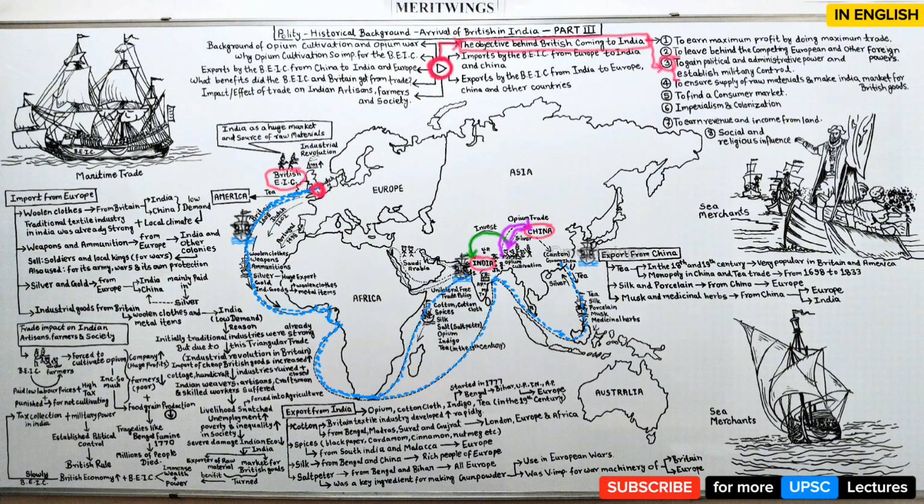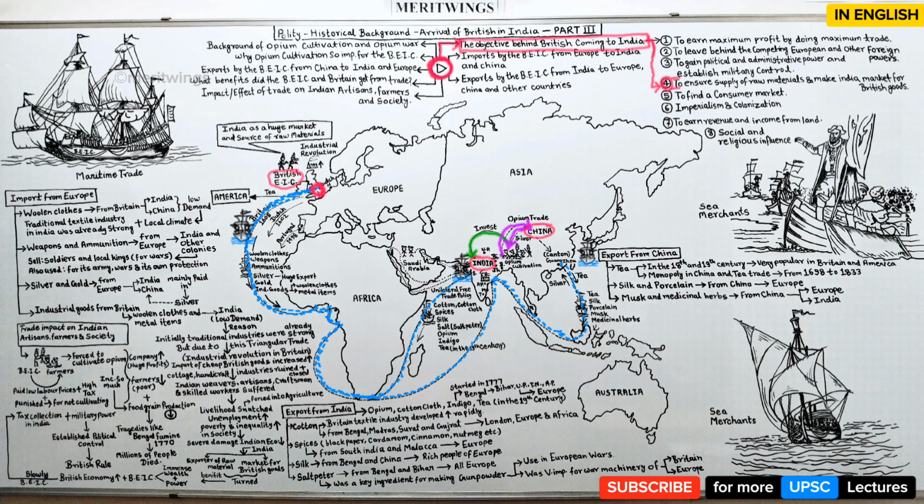Their third objective was to gain political and administrative power and establish military control. The British East India Company initially came to India on the pretext of trade. But after the trade monopoly, the objective of the company became to establish political and administrative control in India, so that they could control Indian resources and economy in their own interest. The British gradually established their political and military control over many areas of India, friends, so that they do not face any hindrance in trade.